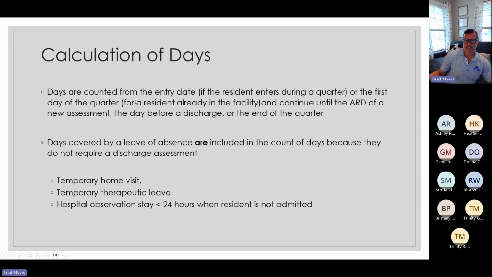Calculation today, they're counted from the entry date if the resident enters during the quarter, or from the first day of the quarter. So if they were admitted to the facility on, let's say, March 1st, then their day count, their ARD count, their rug count for the April through July count, the ARD is going to be back in March. But we do not have to do another assessment in April to capture that.